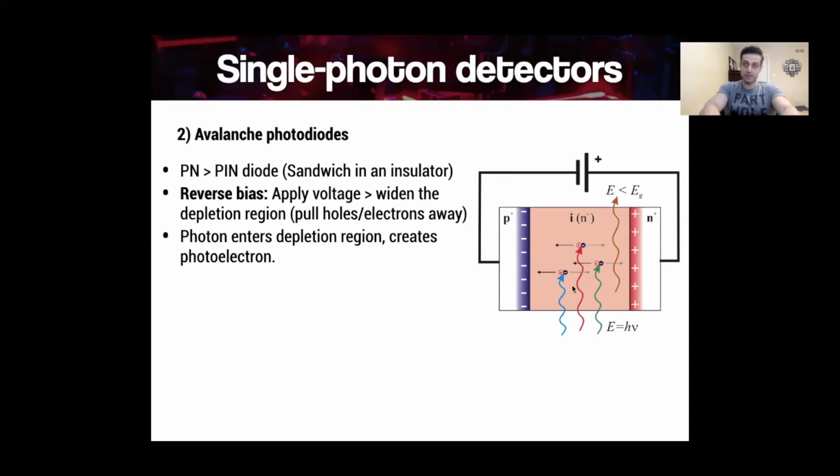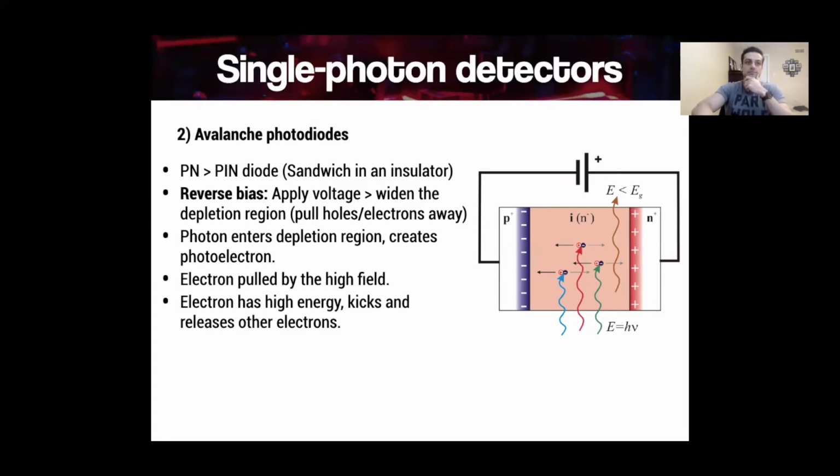A photon is going to enter the depletion region, hit one of the ions, and spring free an electron, or an electron hole pair, if you will. The field difference is going to pull them apart from one another, outside of the depletion region into either end of the P-type or the N-type semiconductor. As it's being pulled, it's going to collide with other ions, releasing more electron and hole pairs, and eventually you're going to have a detectable current. The electron gets pulled by the high field, has high energy, kicks and releases other electrons, and you get the detectable signal.